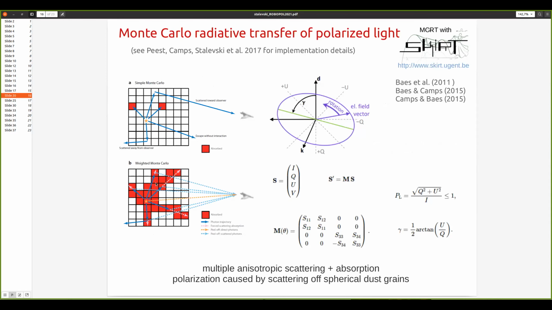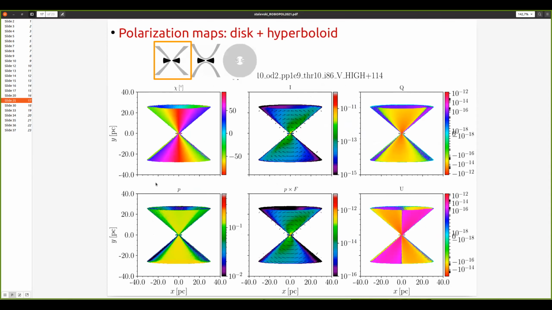Okay, so for the modeling, we use the MCRT code SKIRT, which we also used previously for those models of thermal dust continuum I showed before. So it accounts for the anisotropic scattering and absorption on dust grains and electrons. And we explored again different geometries. Here I'm showing only the one, our favored model. So a small thin dusty disk and a hollow cone. We have maps of polarization angle, degree, Q and U, and intensity and polarized flux.